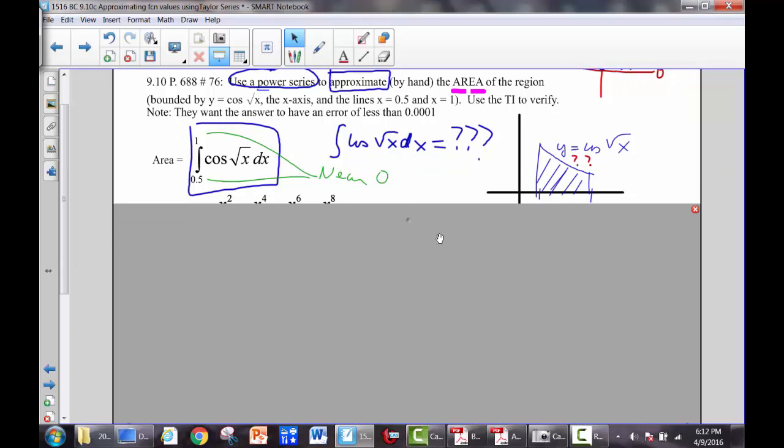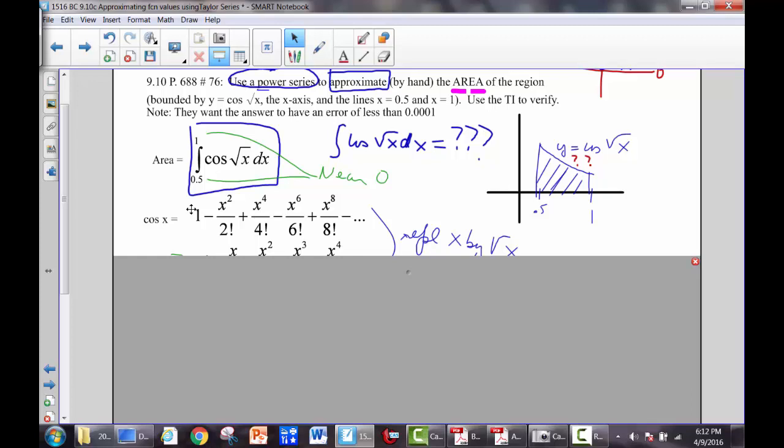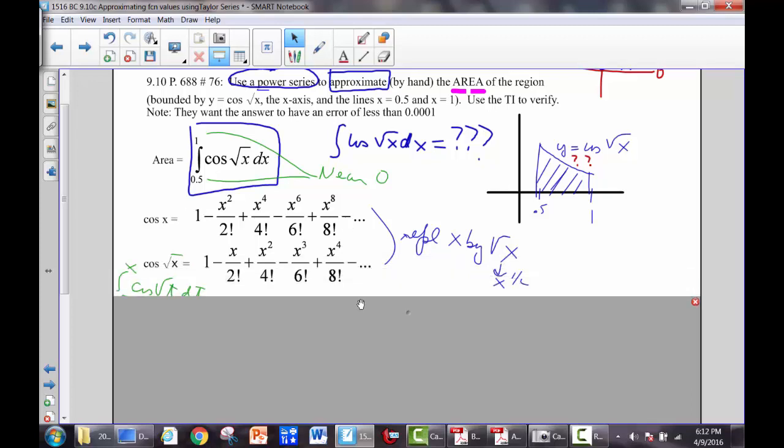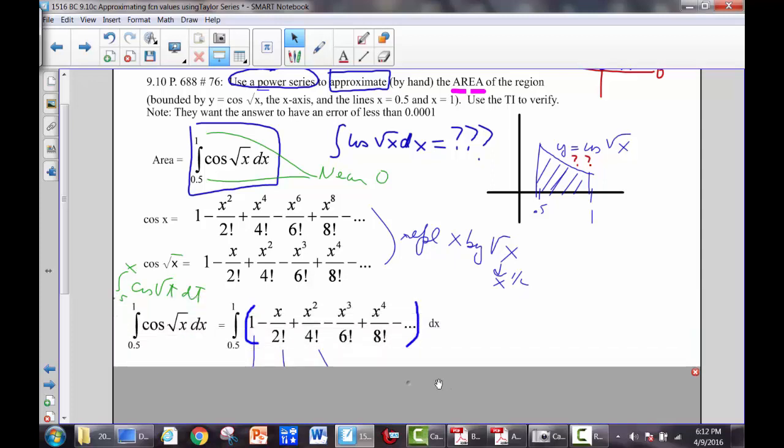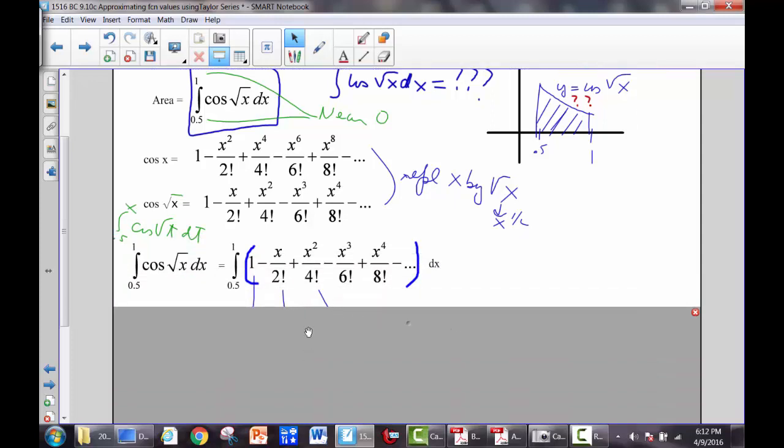Okay, so we're going to start with our power series for cosine x, which you should know. Remember, it's an even function. Then we're going to replace x by root x. So root x squared, root x to the fourth, root x to the sixth. Then we're going to integrate term by term.